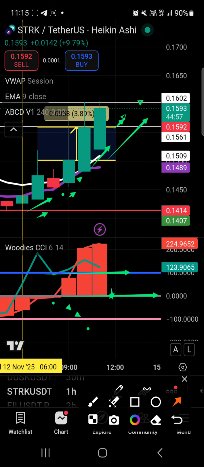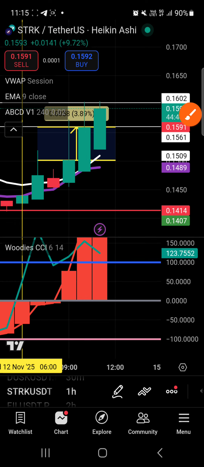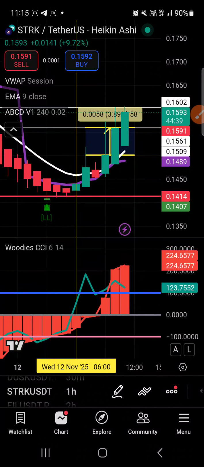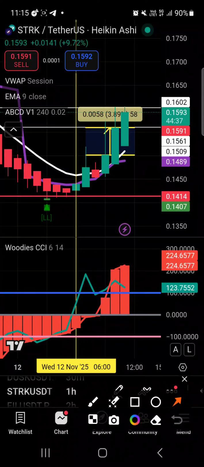Also, these two lines that you are seeing here, the green and the red lines, are what we call the buy and sell signals. Once the green line crosses, or forms on top of the candles, it means there is a high chance that the coin will be pumping up. Like for example, this STRK.